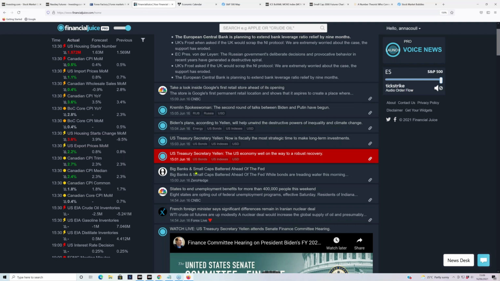And it's quite interesting. This is another headline: big banks and small caps. Small caps, the Russell, are battered ahead of the Fed. Now, big banks being battered, you would have heard us in previous sessions say, well, why banks? Their product is debt. They make their money on a rate. They're charging you an interest rate. So if they are getting battered, then what does that tell you possibly about what's going to be happening later on?